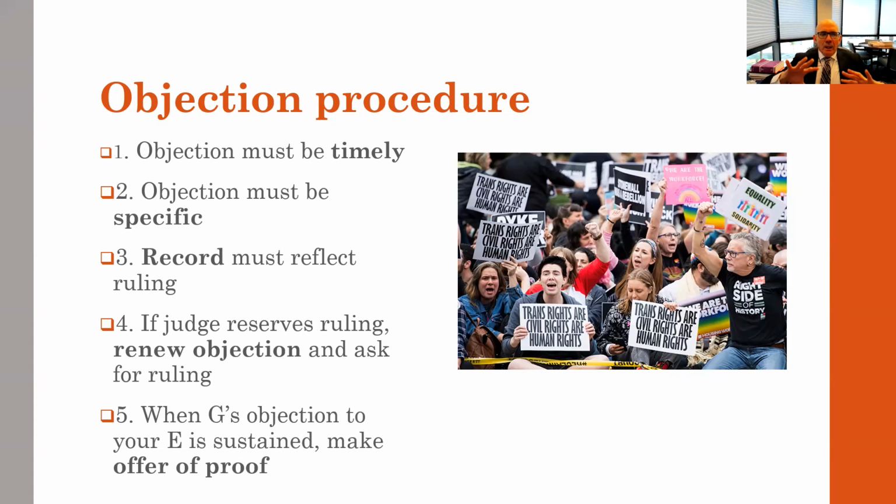Now, if the judge reserves ruling, make sure you renew that objection until you have a definitive ruling, until you have a clear ruling. Now, when the government objects to your proposed evidence, and that objection is sustained, again, be sure to make an offer of proof.